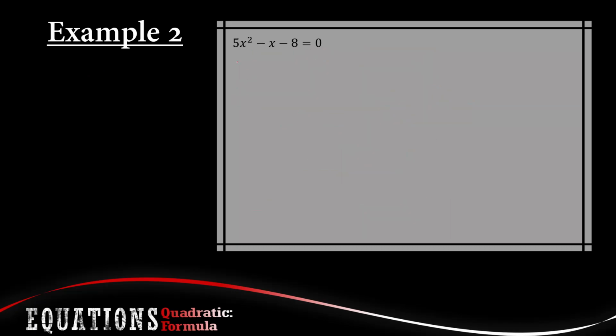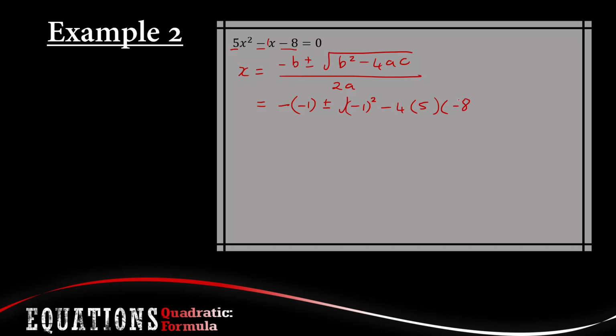And then, just to give you another example, we're going to start off by writing x equals minus b plus or minus the square root of b squared minus 4ac, over 2a. Okay, then we substitute in. So we have a being 5, b is negative 1, and c is negative 8. Okay, so minus negative 1 plus or minus, and then negative 1 squared minus 4, a is 5 and c is negative 8. Okay, and then that's all over 2 times 5. Right, let's simplify this.